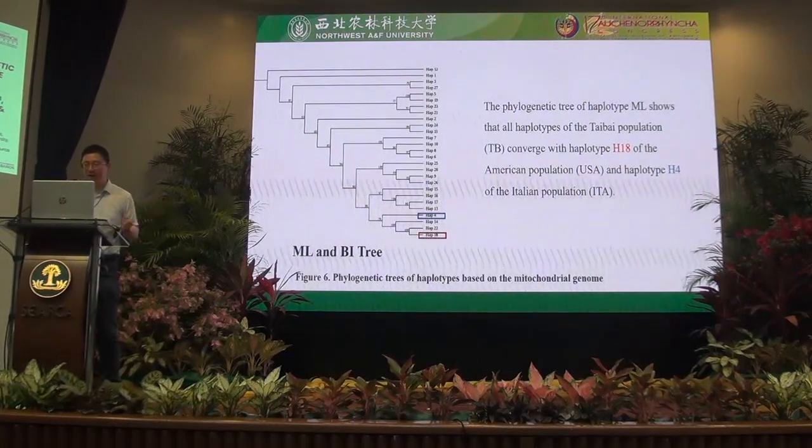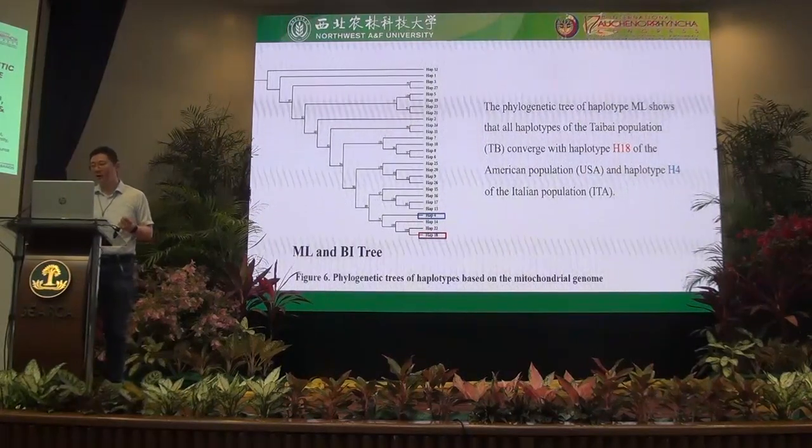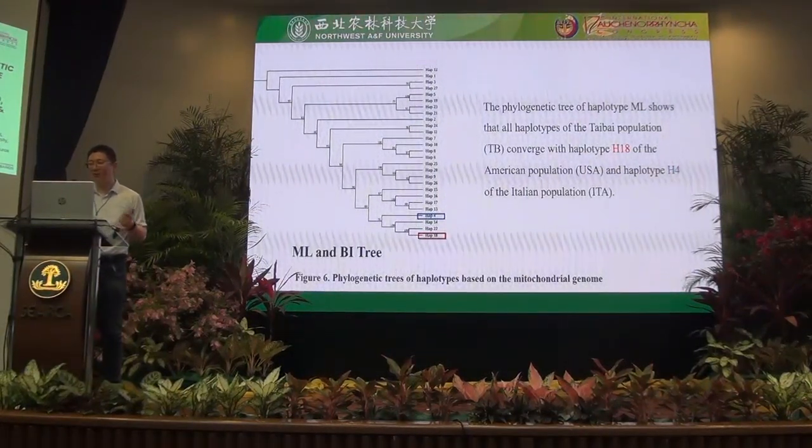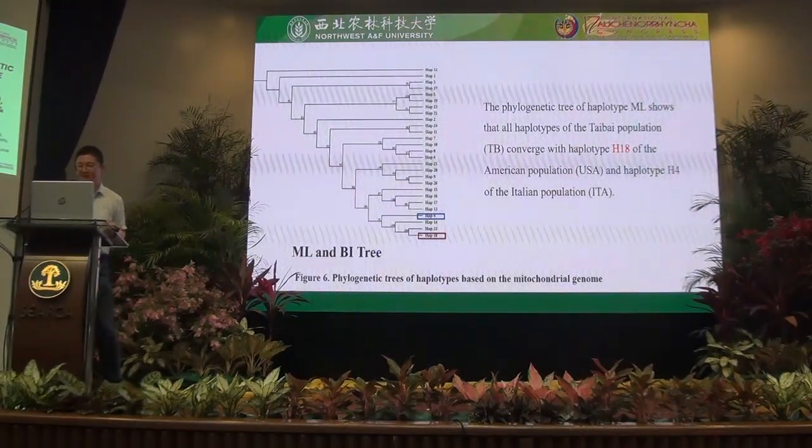And this is the ML and BI trees based on the mitochondrial genome. The phylogenetic tree of haplotype ML showed that all haplotypes of the Taipei population clustered with haplotype H18 of the American population and haplotype H4 of the Italian population.